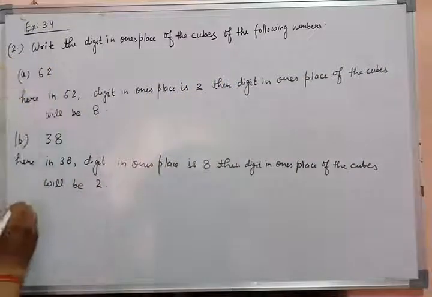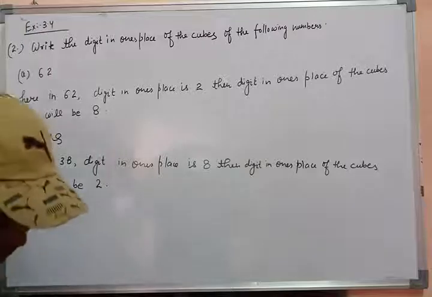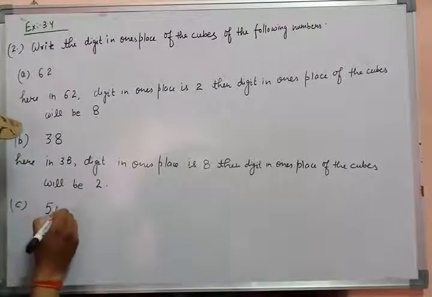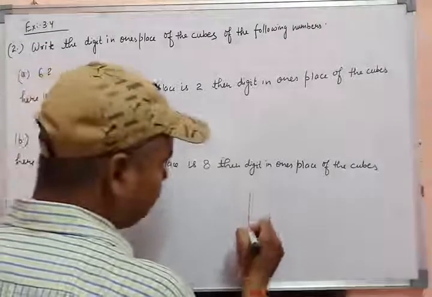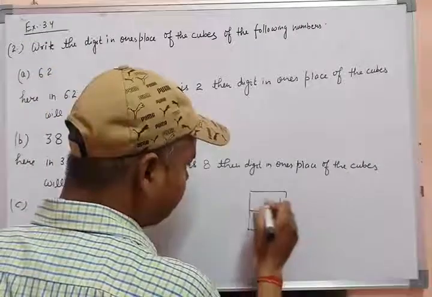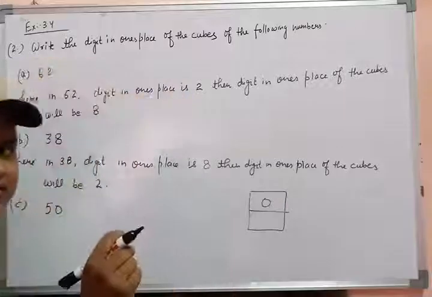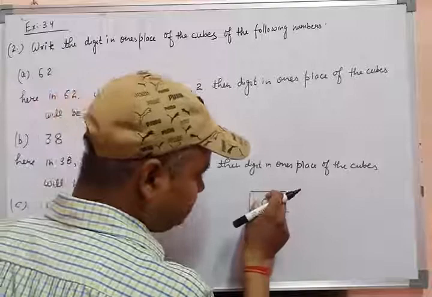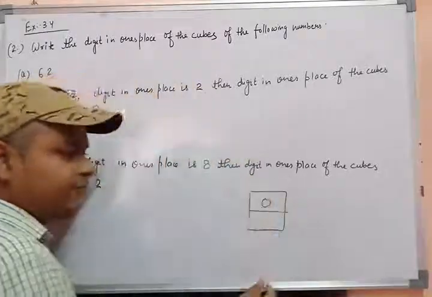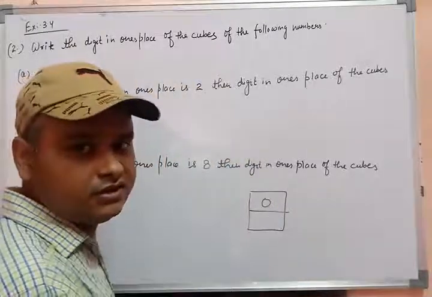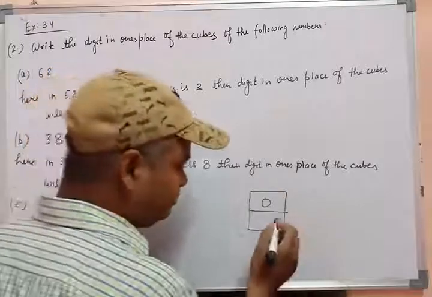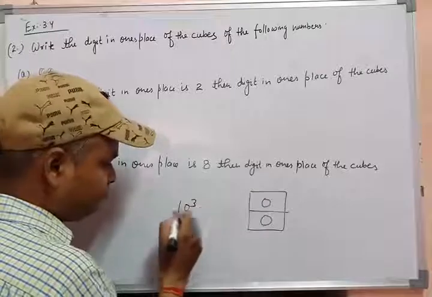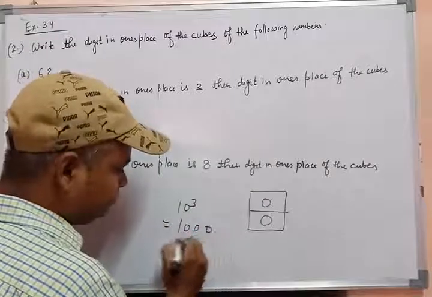Okay, next is 50. Students, if a number has ones place 0, listen carefully. If a number has ones place 0, then if we find the cube of the number, the ones place of the cube will also be 0. For example, 10 cube is equal to 1000.